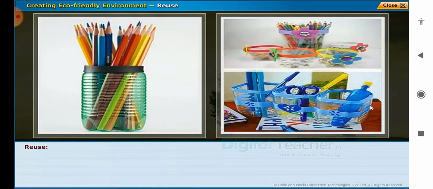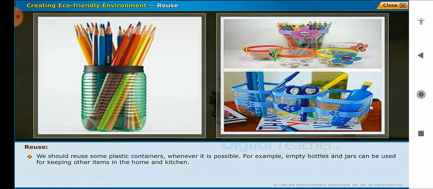Reuse. We should reuse some plastic containers whenever it is possible. For example, empty bottles and jars can be used for keeping other items in the home and kitchen.